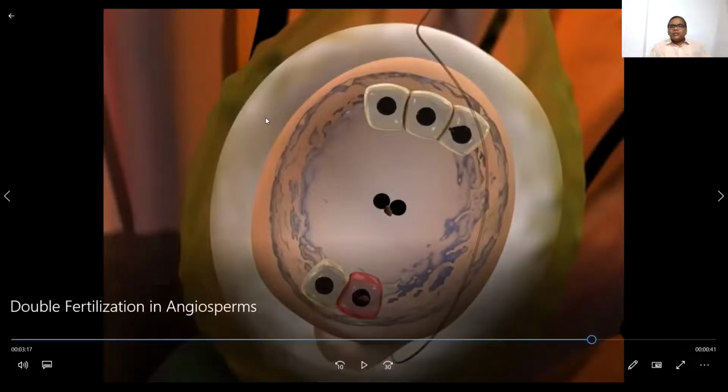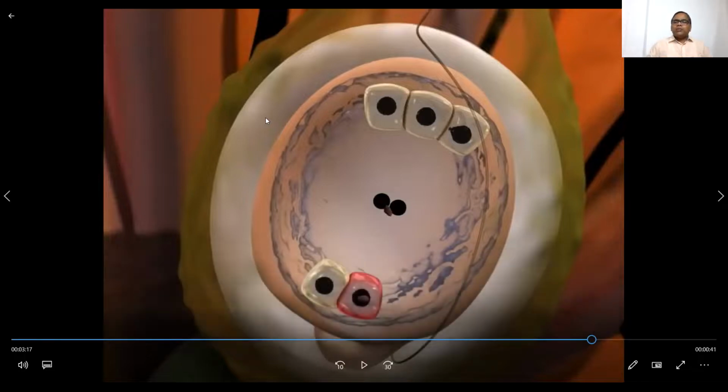And now it is fusing with the polar nuclei. Here in this process, you can find that fusion is taking place at 2 levels. So it is the process of double fertilization. At the same time, it is triple fusion. Here the 2 polar nuclei and one male gamete are undergoing fusion. This fusion product is the primary endosperm nucleus. As it is the product of fusion of 3 haploid nuclei, definitely it will be triploid.